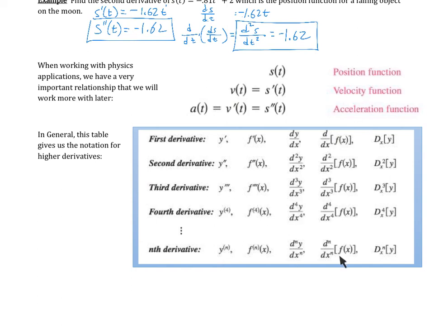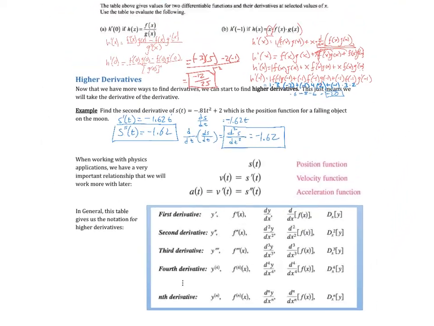Or we can write it like this for a function f of x. Or sometimes we use this big D notation, and that is the first derivative of y with respect to x, first derivative of a second derivative of y with respect to x, so on and so forth. Again, not a power, it's a derivative, meaning we're repeating the derivative process over and over again.